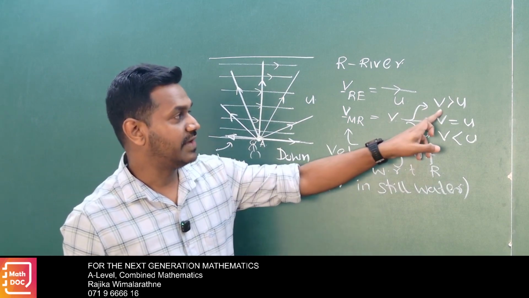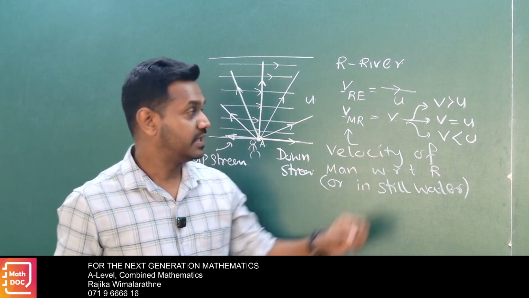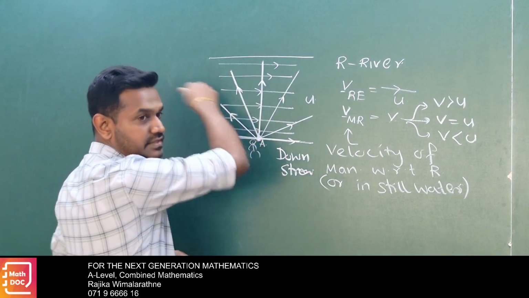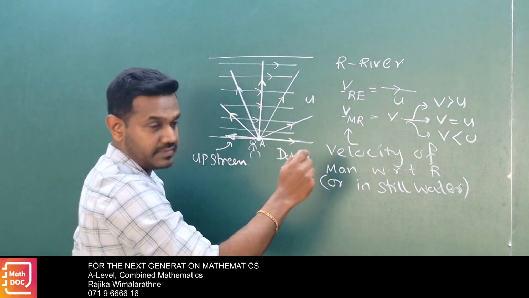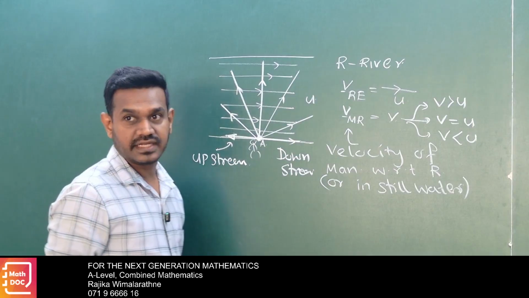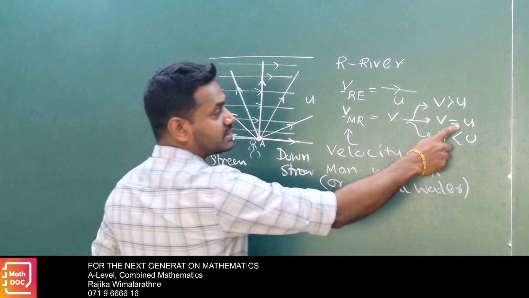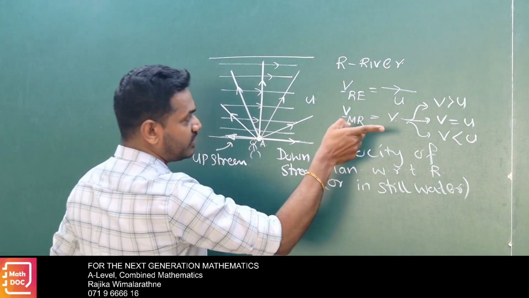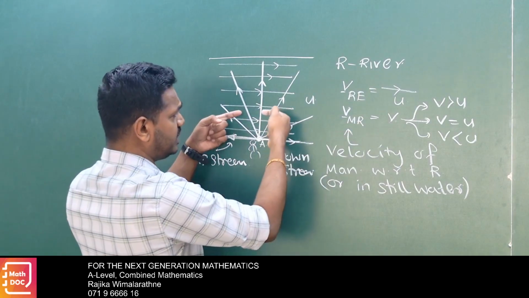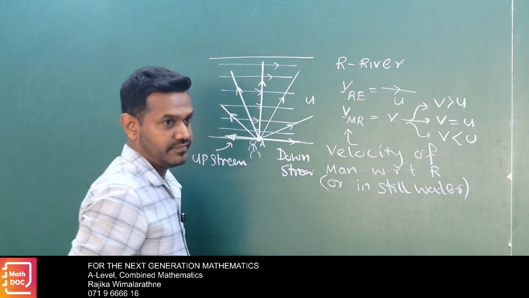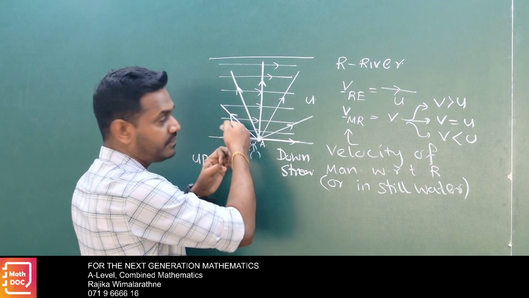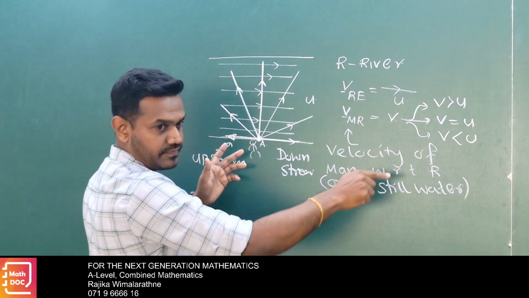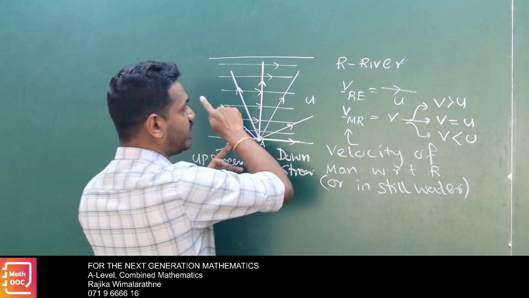Consider V greater than U. Then he can move upstream. If he can move upstream, then definitely he can go along any path. That is the specialty. In the V equal to U case, he can't move upstream: when he tries to swim upstream and the velocity of the river downstream is u, both are equal, meaning he is at rest. He can't go this way, but otherwise he can move along any path.